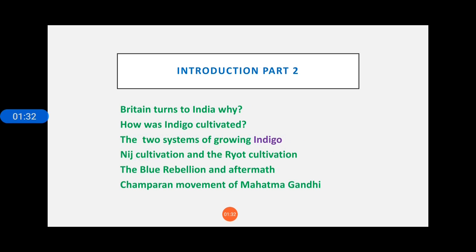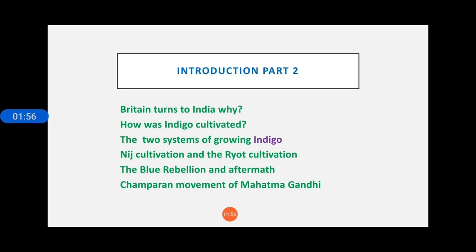Along with that, we are also going to cover why the British turned to India, and for what reasons. How was indigo cultivated? We will also see what indigo is and how it was cultivated, and what the two systems of growing indigo were: nij cultivation and ryoti cultivation. This we will also study in detail, along with what those systems were about.